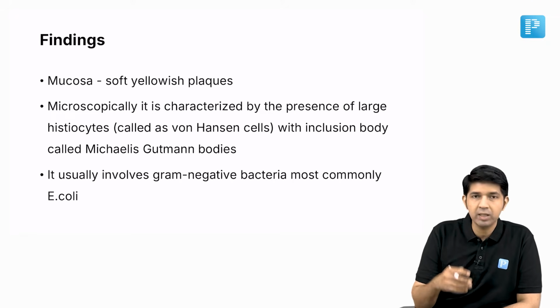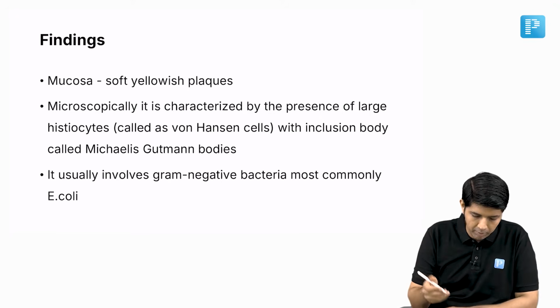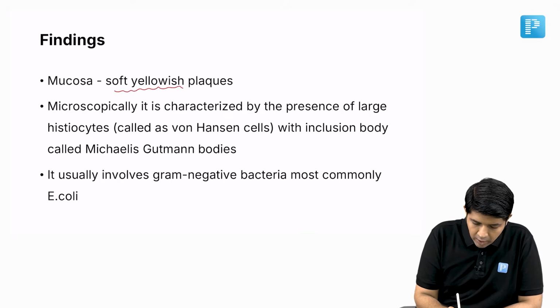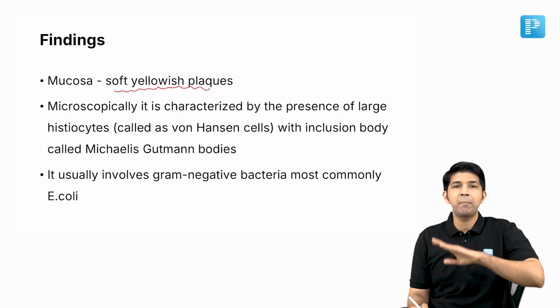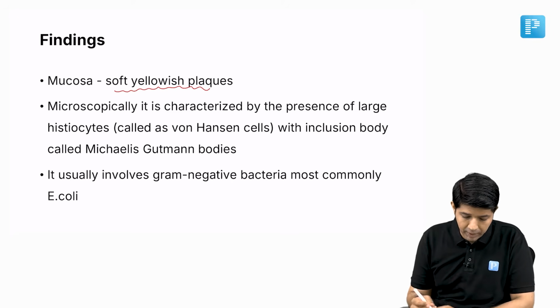Now, this inflammation, if it keeps on going on, there will be a certain plaque-like formation, which is usually yellowish in color. That's why it's called Malakoplakia. Plakia means plaque. So that's why it's called Malakoplakia.